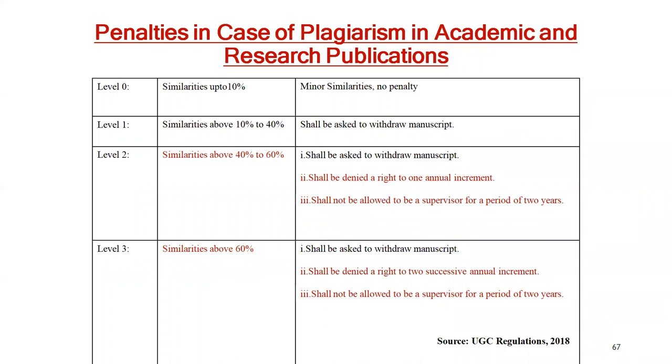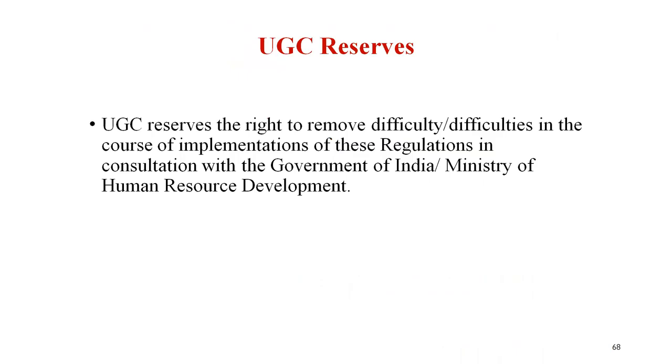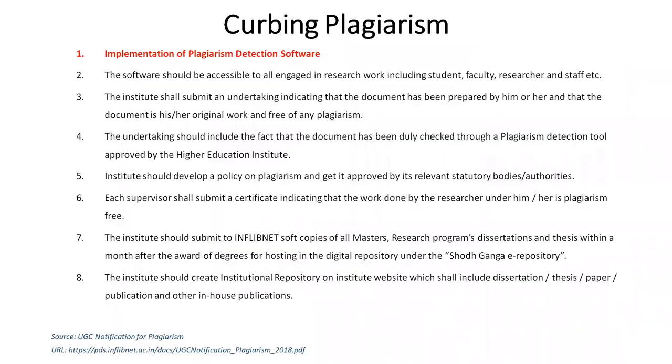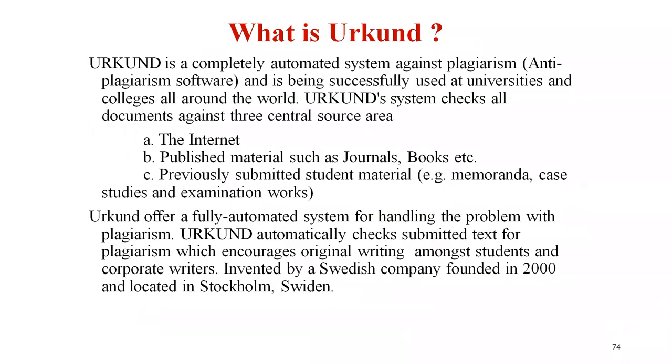Penalties in case of plagiarism, academic and research publication: 10% similarity, no penalty. Shall be asked to withdraw manuscript, shall be denied the right to one annual increment, shall not be allowed to supervise for a period of 2 years, supervision also cancelled for 2 years. 60%: shall be asked to withdraw manuscript, shall be denied the right to 2 successive annual increments, shall not be allowed to supervise for a period of 2 years. These are the UGC regulations.